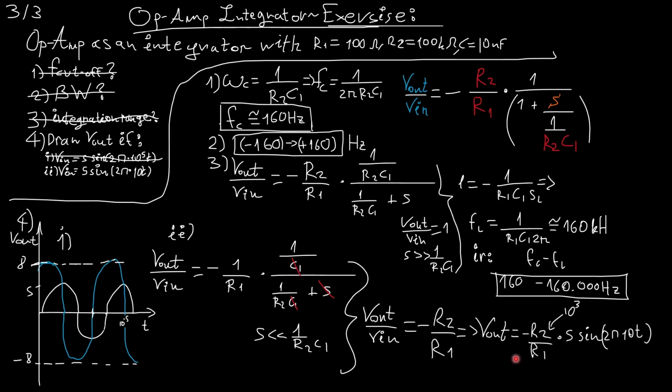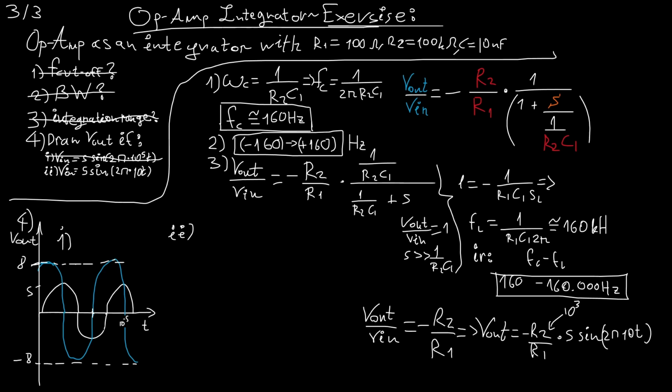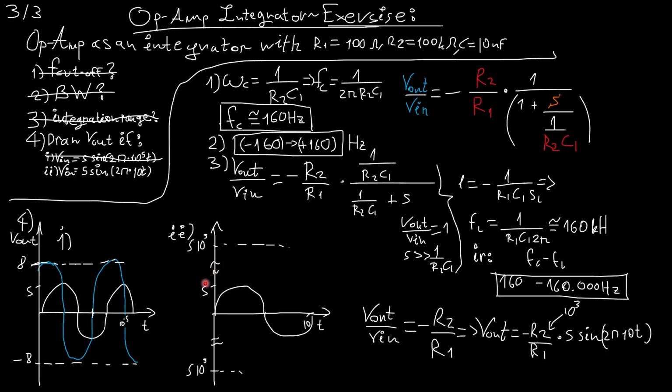The output now must be equal to R2 over R1, which is about 10 to the power of 3, times the same input signal. Now if I remove this, I can write the input here, period of 10. I put squiggly lines here because this and this are very, very far apart. If you see it in your books written like this, don't be confused. And I plot the output as a signal, a sine with a negative sign in front and the size of this. And that was it.